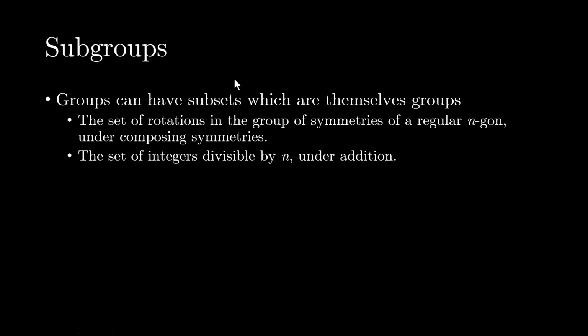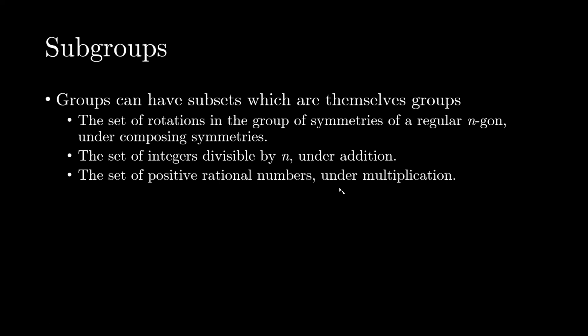The set of integers divisible by n: if we add 2 multiples of n, the result is another multiple of n. So this is a subgroup. And the set of positive rational numbers under multiplication: the reciprocal of any positive rational number is positive, and the product of any two positive rationals is positive. So this is a subgroup as well of the group Q minus the 0.